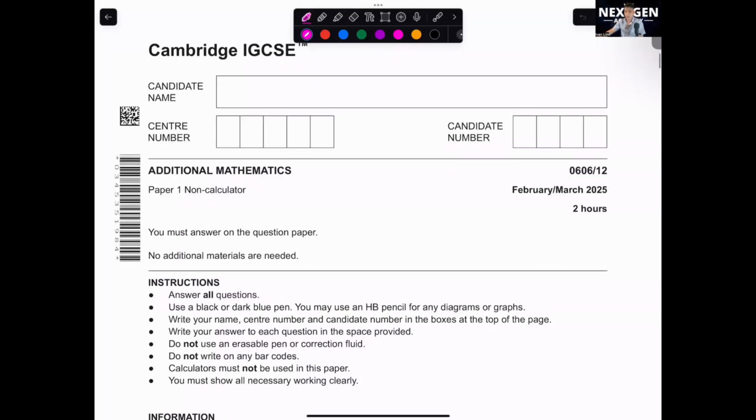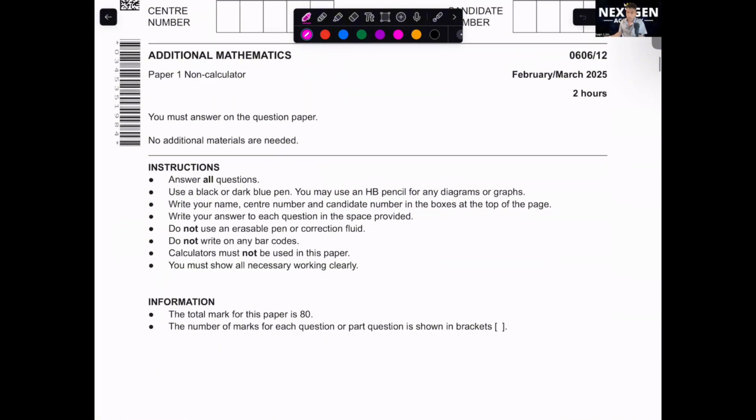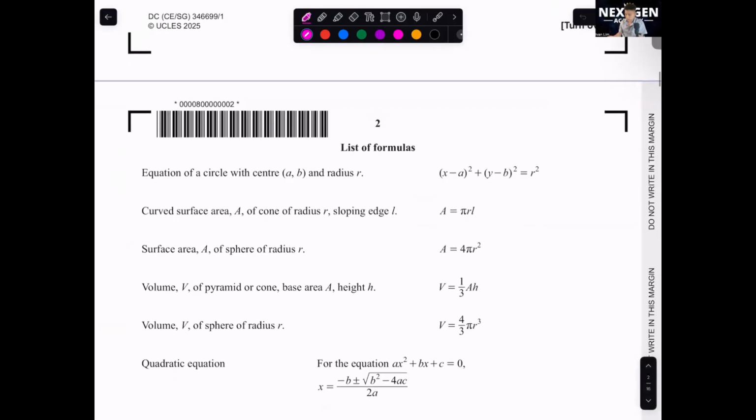All right, okay, welcome back, my NextGen family. Today we are going to go through the February-March 2025 paper 1 for AdMath. This is the first official non-calculator paper from the 2025 series onwards. So put your calculator aside. The instructions are still the same. Make sure you all do this without a calculator.